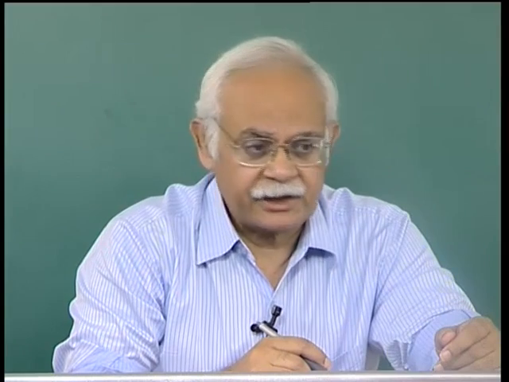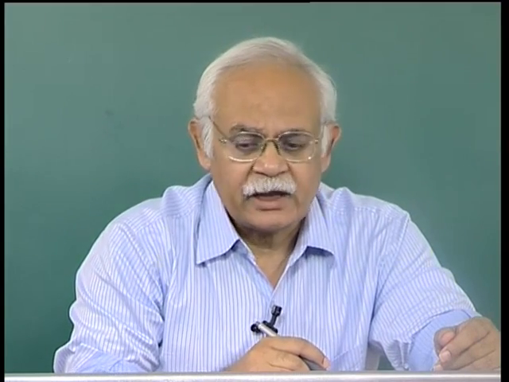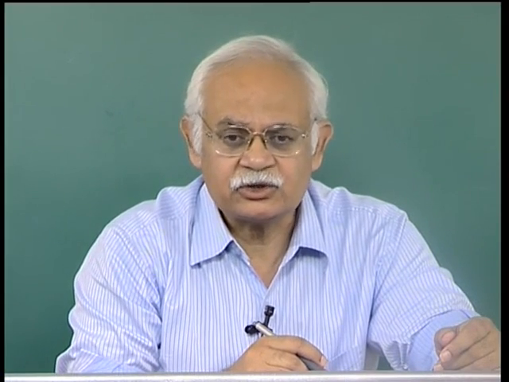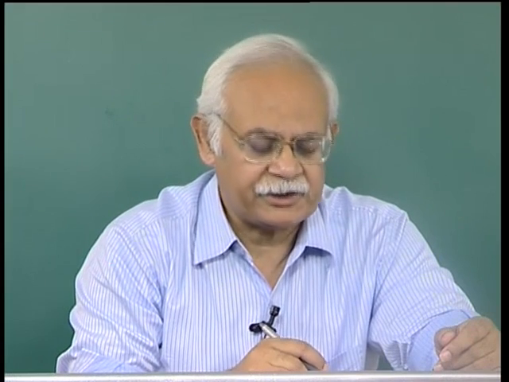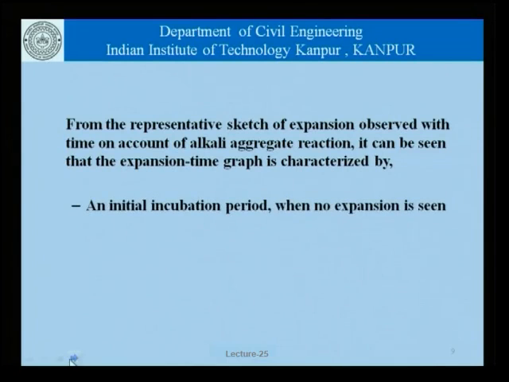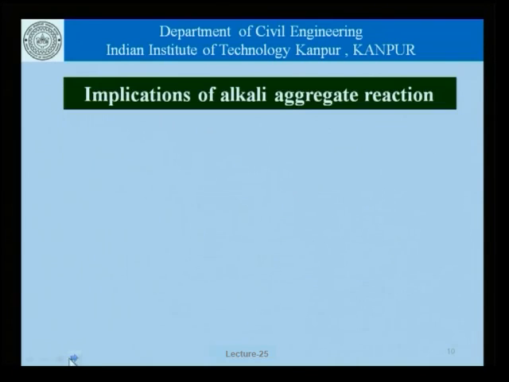Today we will spend some time looking at a model, discussing how this reaction tends to stop or slow down over a period of time. Other characteristics that we can see from that graph is that there is an initial incubation period when no or very little expansion is seen, followed by some slow expansion, then rapid expansion, and finally a stoppage of the expansion after the limiting value has been reached.